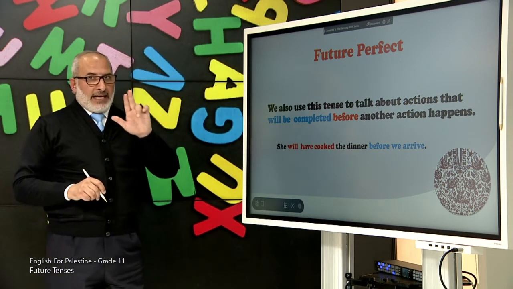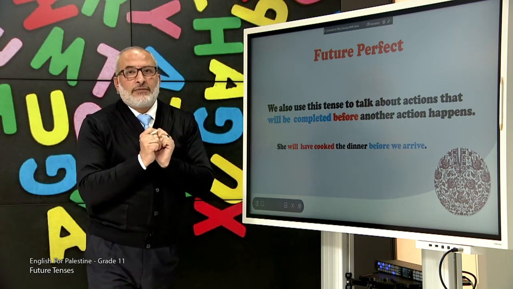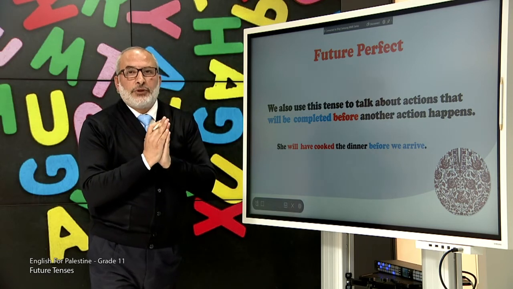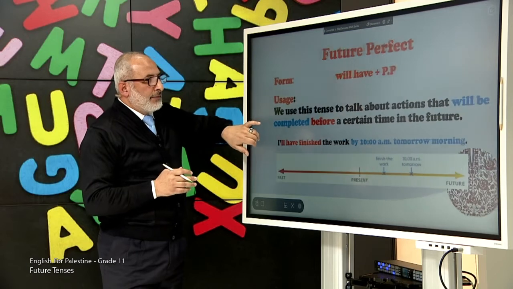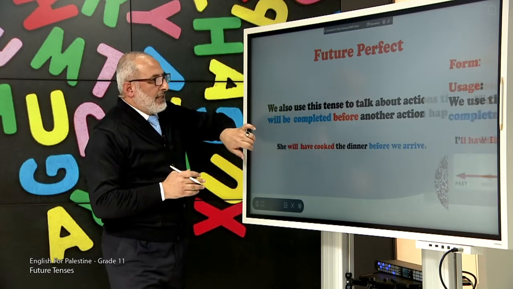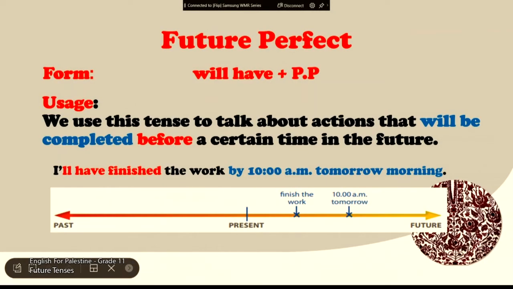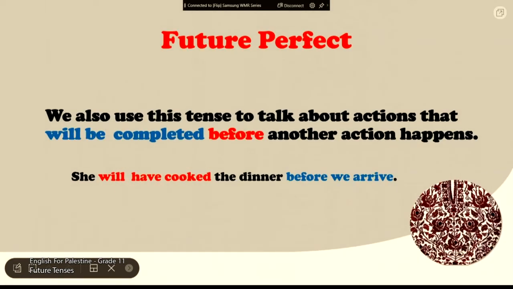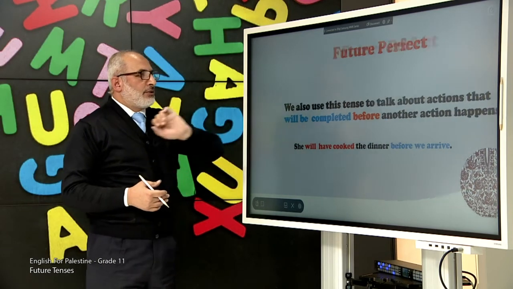So here, again, I'd like to remind you of the two uses of future perfect. The first one is to talk about actions that will be finished or completed before a certain time in the future, and the second one is to talk about actions that will be completed before another action happens. Okay? Let's now look at these two examples.